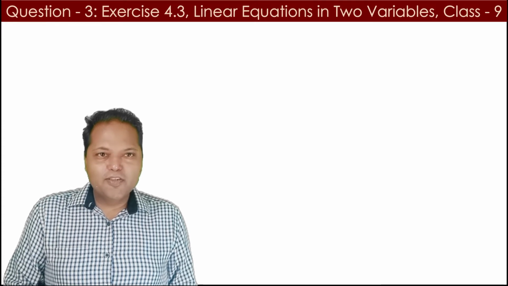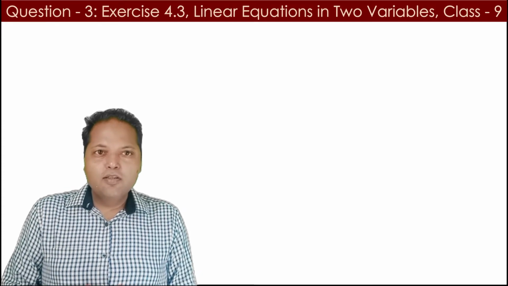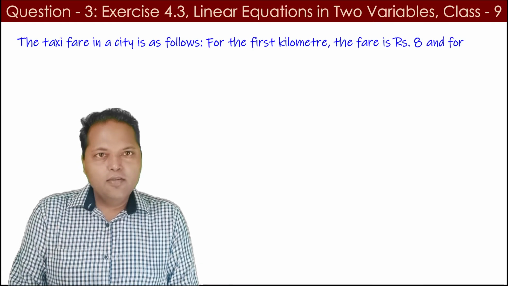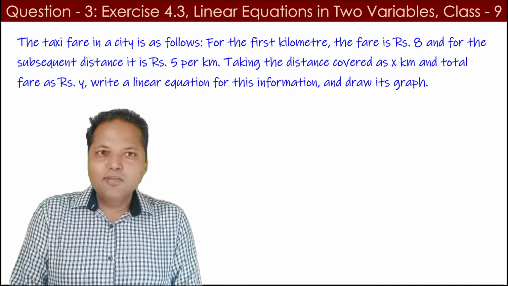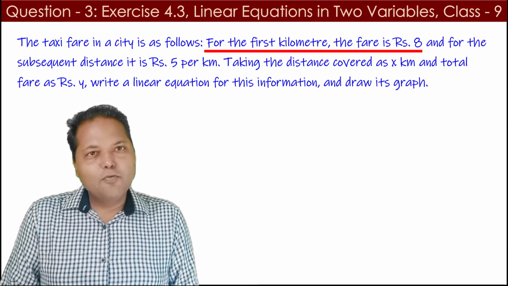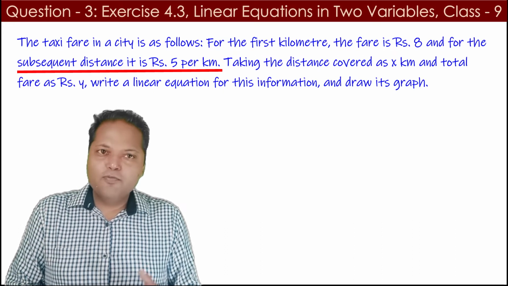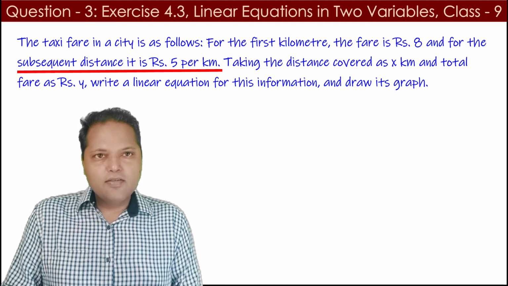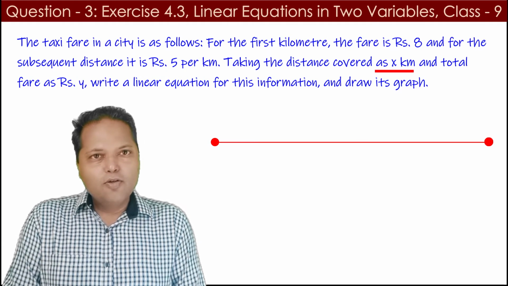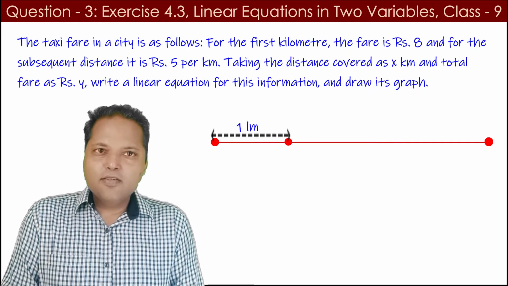Alright, so we've got the next question here. This is interesting. So in this question, there is a person who is traveling in a taxi and the fare will be calculated. For the first kilometer, rupees 8, and for the subsequent kilometers, it's going to be charged at rupees 5 per kilometer. So if we have the total distance, say x, so the first kilometer is up till here, and the remaining distance is x minus 1.